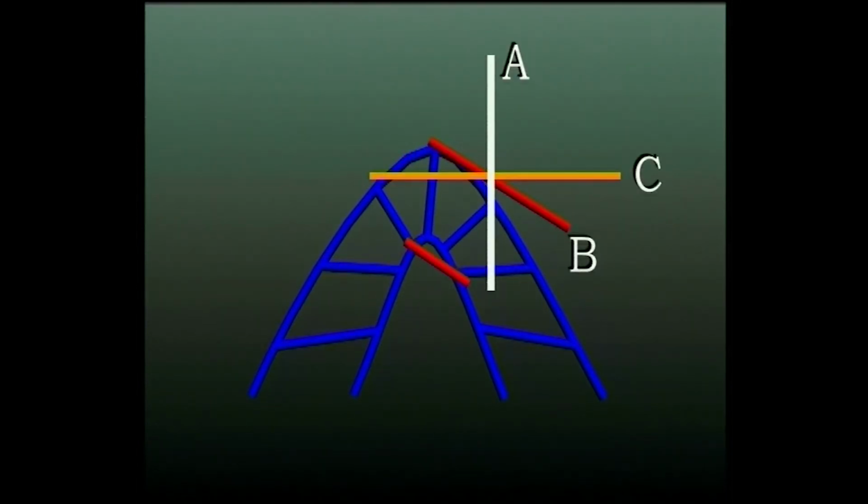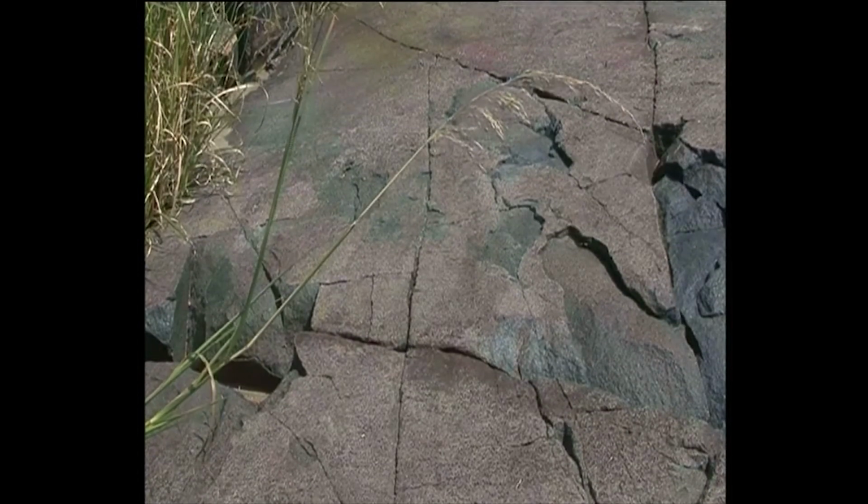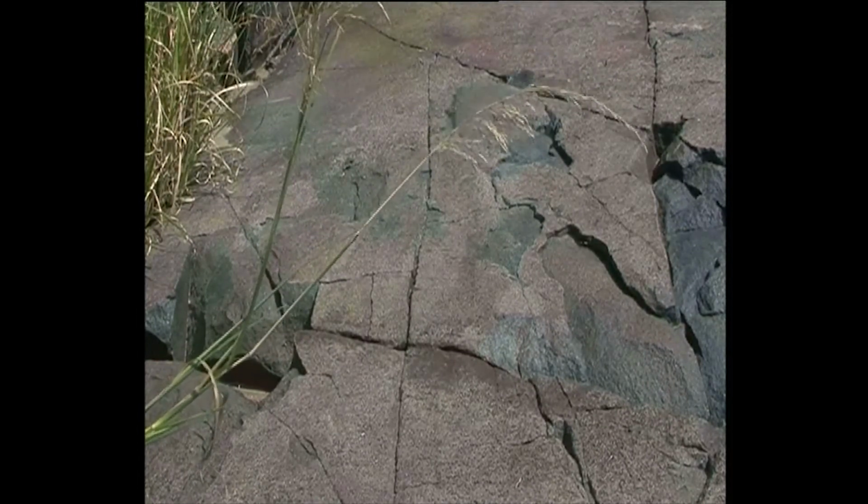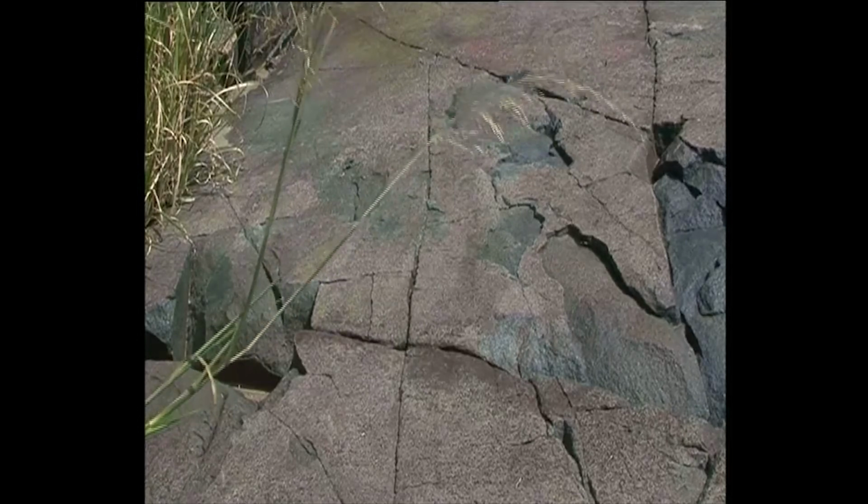Another set of joints develop at an angle to both A and B and contain C, and some other joints that make a low angle with the bedding plane may also develop in conjugate sets. These are believed to be shear fractures, while the AC and BC joints are believed to be tension fractures.